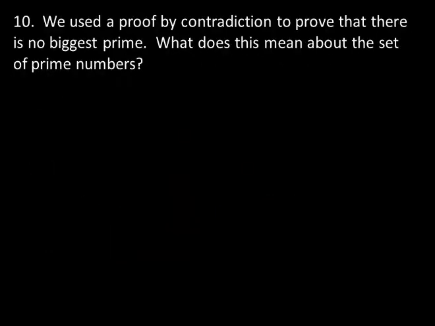Question 10. We used a proof by contradiction to prove that there is no biggest prime. What does this mean about the set of prime numbers? Well, first of all, if there is no biggest prime, it would mean that the set of prime numbers is infinite. So let me write that in a couple different ways and tie it in with something on the second exam. The set of prime numbers is infinite.